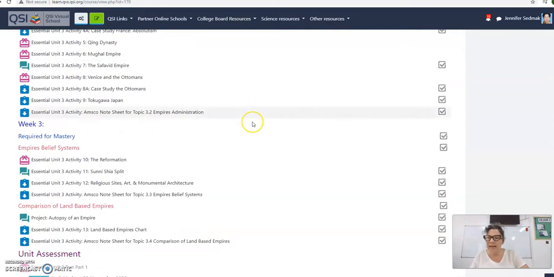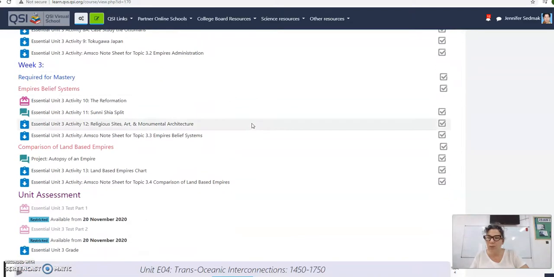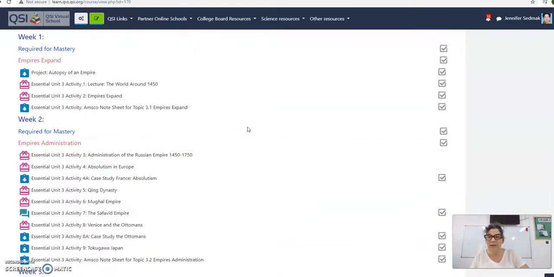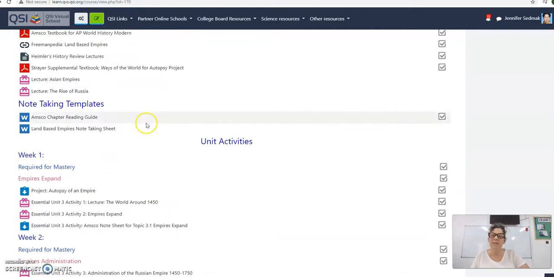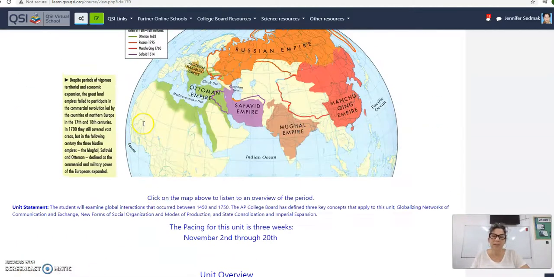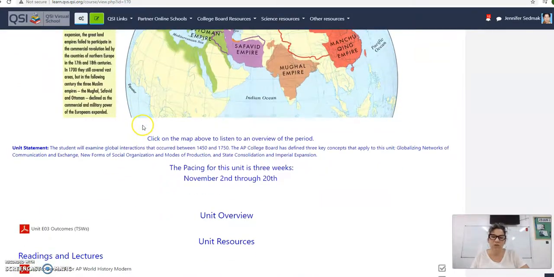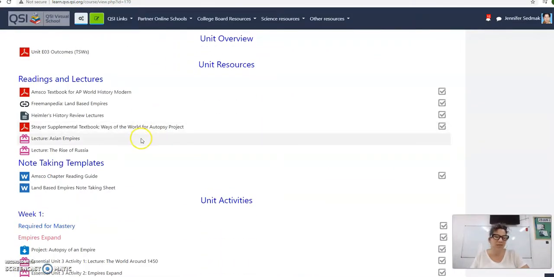If you take a look at the outline of work for you in those 3 weeks, there is a lot of work packed in. So make sure that you stick with me with the pacing so that you finish the unit in time and we can finish unit 4 then before winter break.